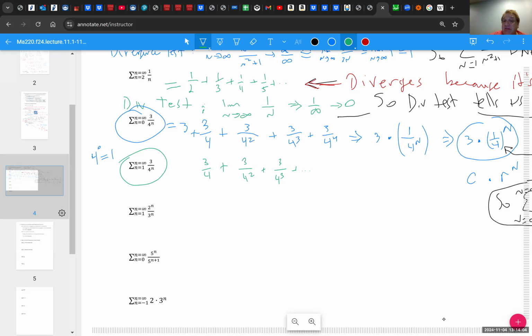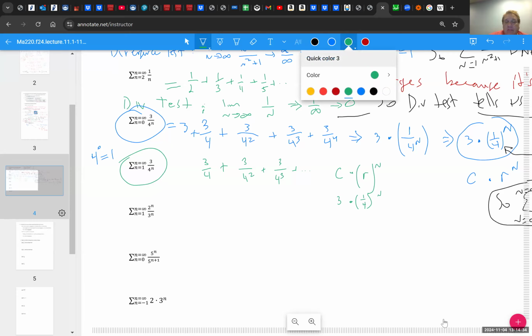So this is also C times 1 over 4 to the n, right? This is also that formula where C is equal to 3 and the ratio is equal to 1/4, right? So it's still 3 times 1/4 to the n. Oops. This is C times R to the n. Has that format of C times a number to the n, where the C value is 3 and the R value is 1/4. So it must diverge. So we know this.